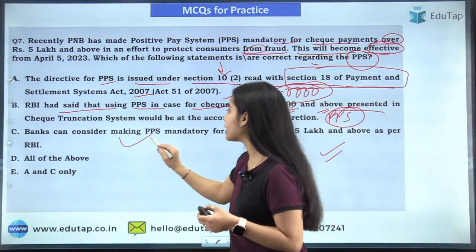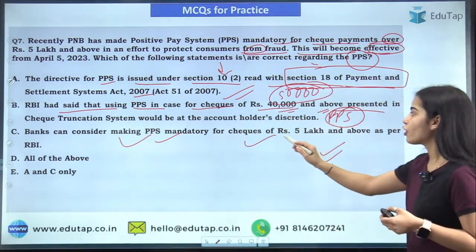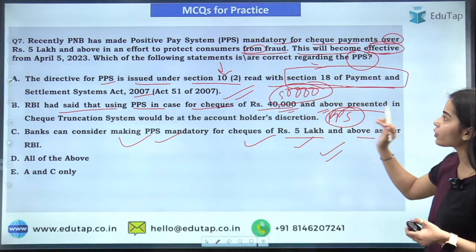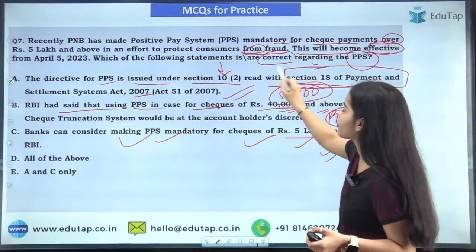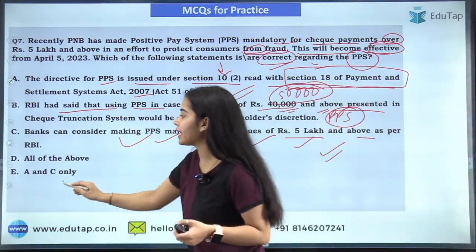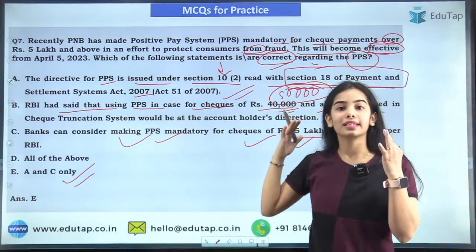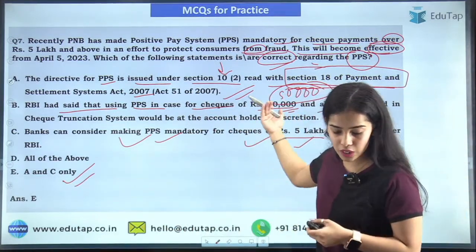Banks can consider making PPS mandatory for checks of rupees 5 lakh and above. So this is also correct. So the only wrong statement is B. You have to tell the correct statements. So correct statements are A and C only. So that is E, the right answer. B is the only incorrect statement. So I hope you understand this.